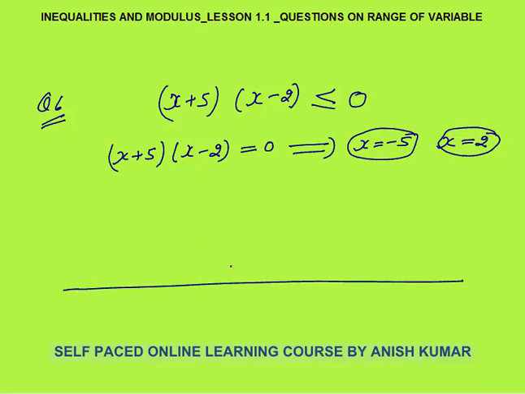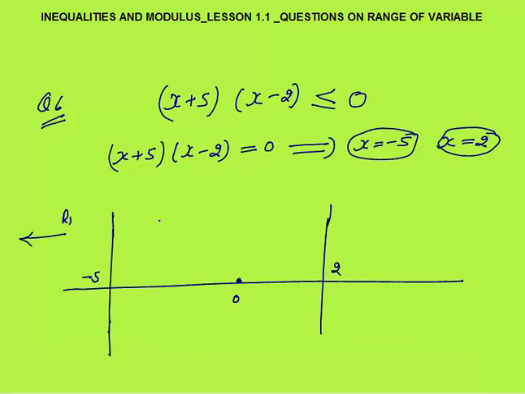Now we'll draw the number line. This is 0, this is minus 5. Draw the vertical line at minus 5, and 2 will be here. Now we have 3 regions. Region number 1 is less than minus 5. Region number 2 is from minus 5 to 2. Region number 3 includes all values greater than 2.